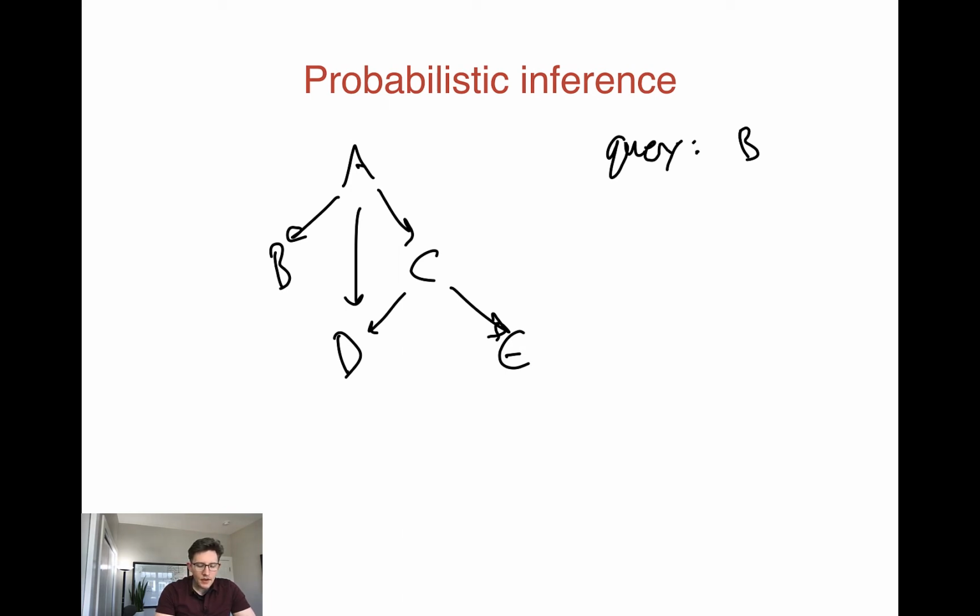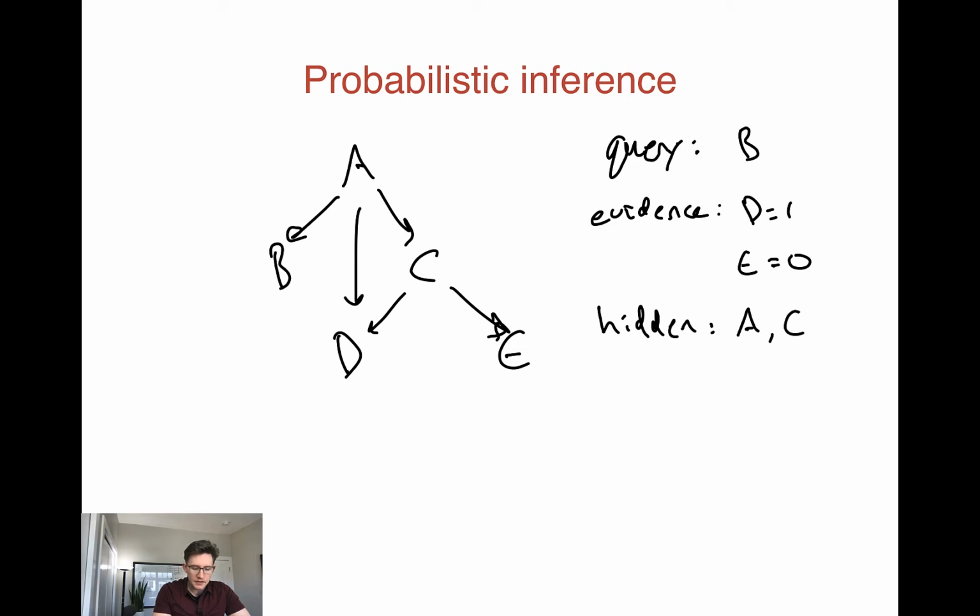We have a condition or an evidence set of variables. Let's say that's D equals 1, E equals 0, just making up values. And we have our hidden variables, or variables we don't care about, which is everything else. In that case, that's A and C. So we're trying to answer the question, what is the probability of B given D equals 1, E equals 0.